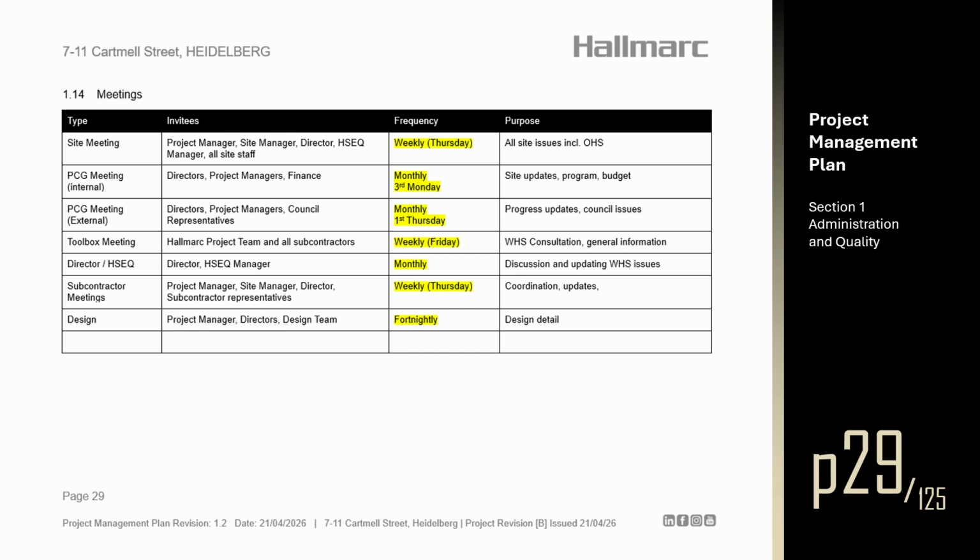Section 1.14. Meetings. A schedule for meetings should be agreed upon early on in the project. This is an example only but may form the basis of a meeting schedule for most projects. Look to schedule site meetings, PCG meetings, toolbox meetings, Director and HSEQ update meetings, subcontractor meetings, and design meetings.